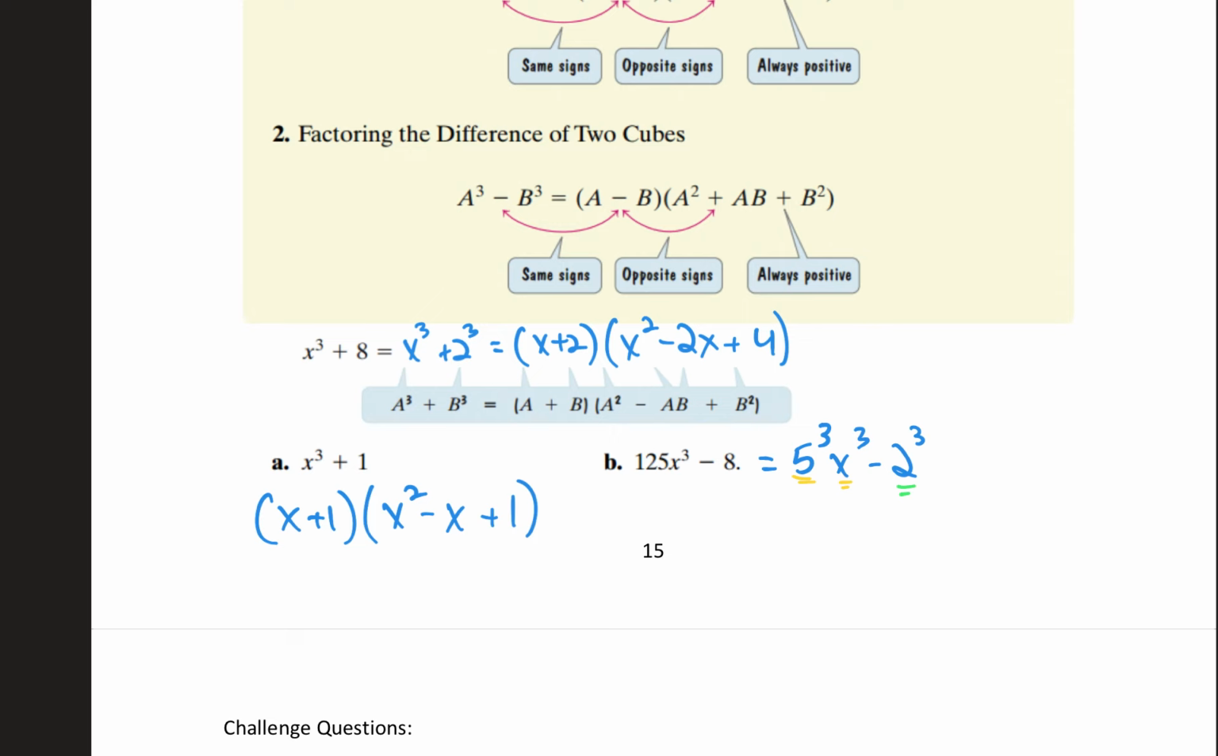So let's take a look at this. For that first part, the a minus b, it's going to be 5x minus 2. And then it'll be my a squared. Well, 5 squared is 25, and x squared is x squared, plus ab, 5x times 2, which is 10x. And then lastly, it'll be my b squared, so it'll be 2 squared, which is 4. So for the difference of cubes, we just kind of have to use this template.